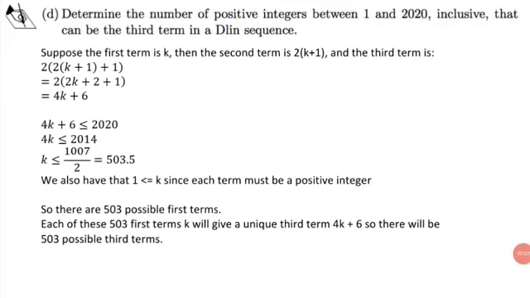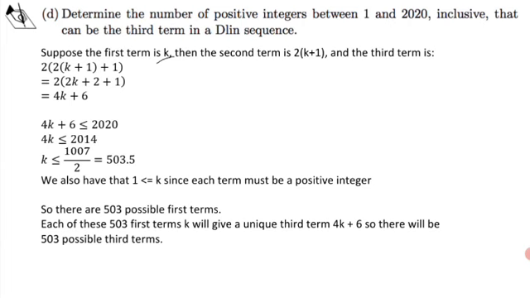Part D reads, determine the number of positive integers between 1 and 2020 inclusive that can be the third term in a d-length sequence. For this, let's start off by supposing the first term is called k. Then let's try to find the second term. And we just do that by applying the definition of the sequence.